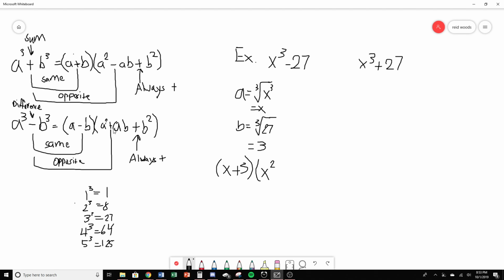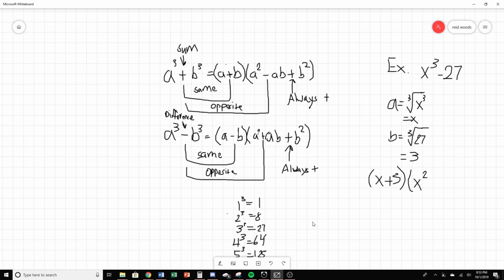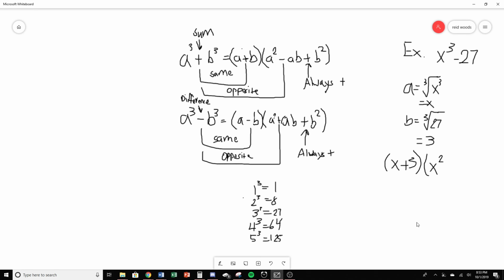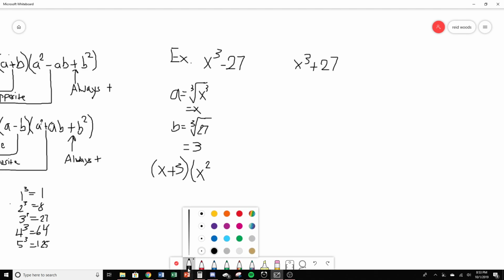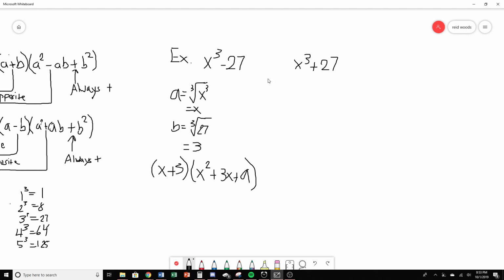Okay, so let me go back over here. If you need to rewrite that, just make that fix on your sheet. Okay. So this should be an opposite sign, so plus, then we have AB. So A times B, here's A, here's B. When I multiply them, I actually get 3x. And then lastly, we need B squared, which is, here's B, I'm going to square that, we get a 9. Okay, that is the answer to this question here.